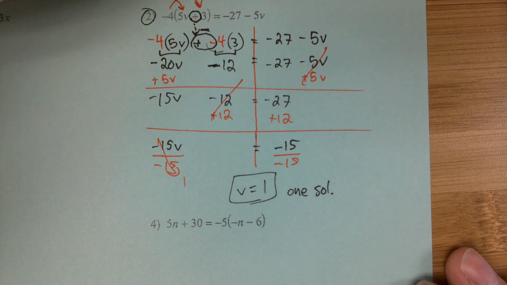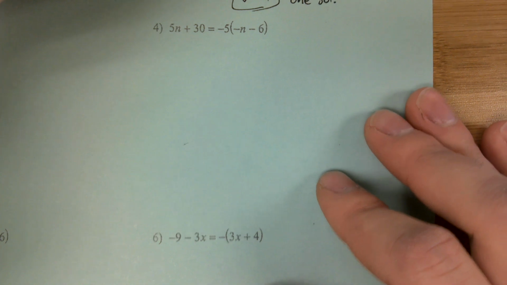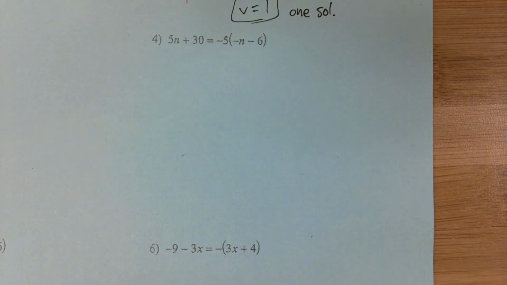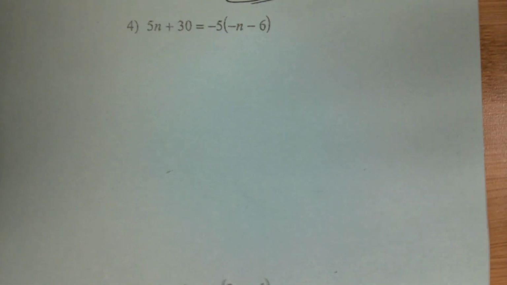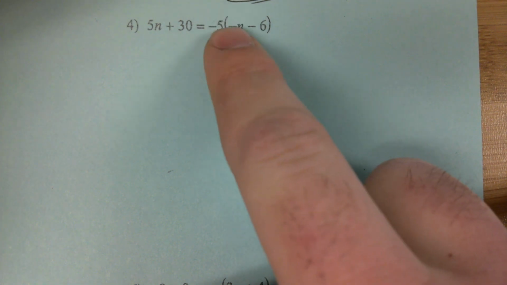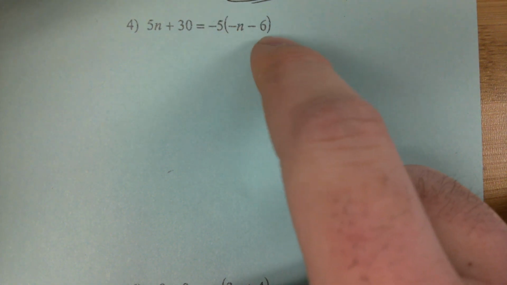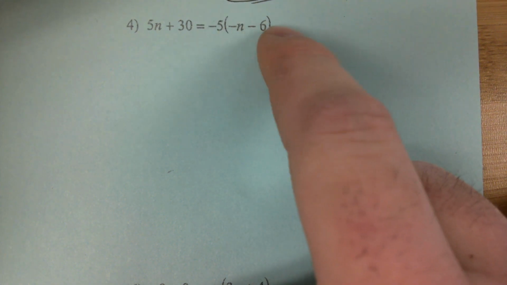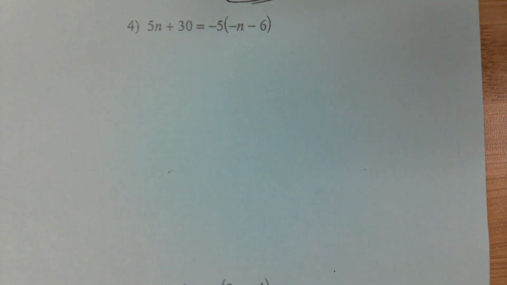Questions on number 2? Perfect. Let's go down to number 4. Now this one we have to be even more careful with our negative sign, because look at all these negative signs we've got going on here. Okay? So let's really take this slow. Let's copy down our left-hand side.